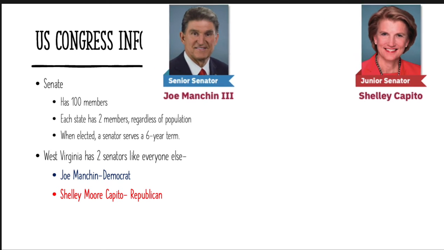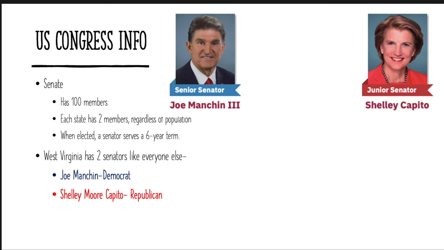Joe Manchin's name is written in blue because he is a Democrat in name. And then Shelley Moore Capito is a Republican. Joe is our senior senator, meaning he's been senator longer. Shelley Moore Capito just recently won an election in 2020, so she will be serving for 6 more years. I think Joe has about 4 more years to go on his term. Senator Manchin.